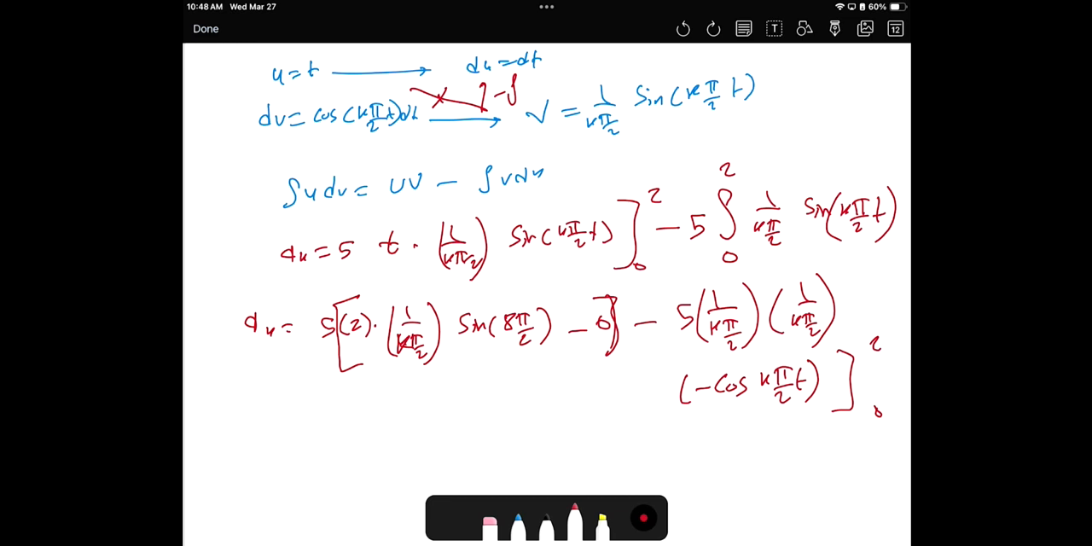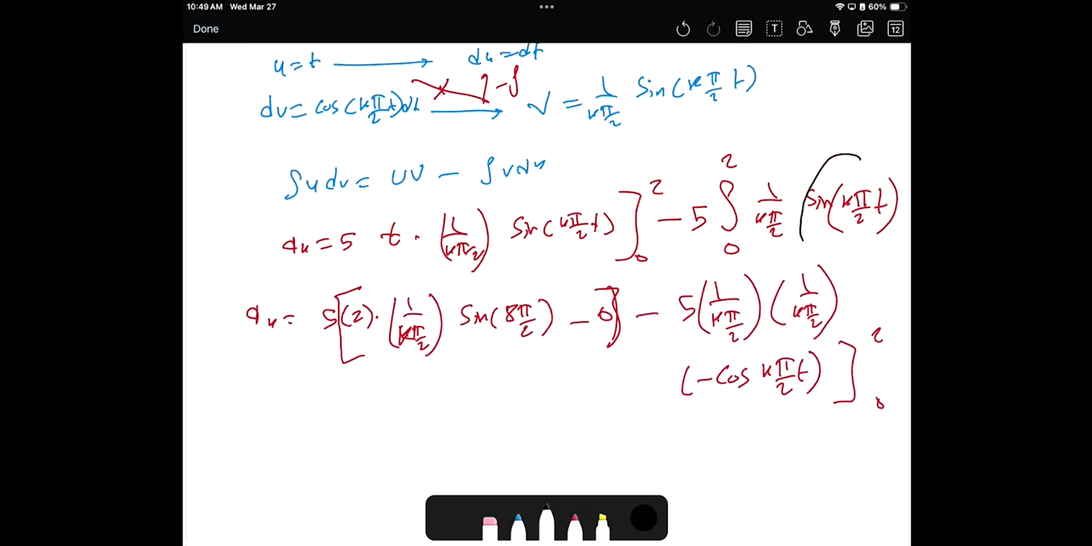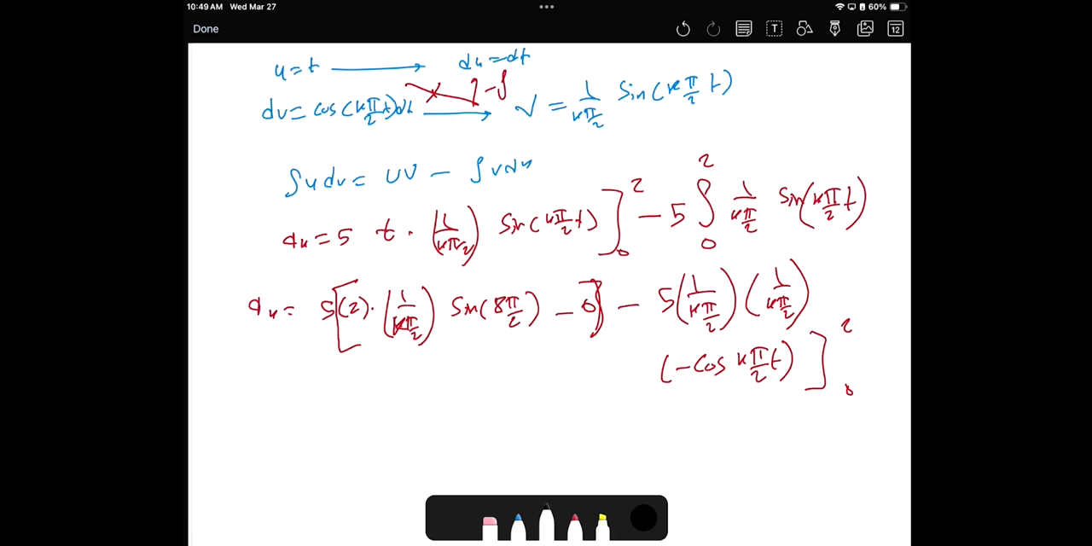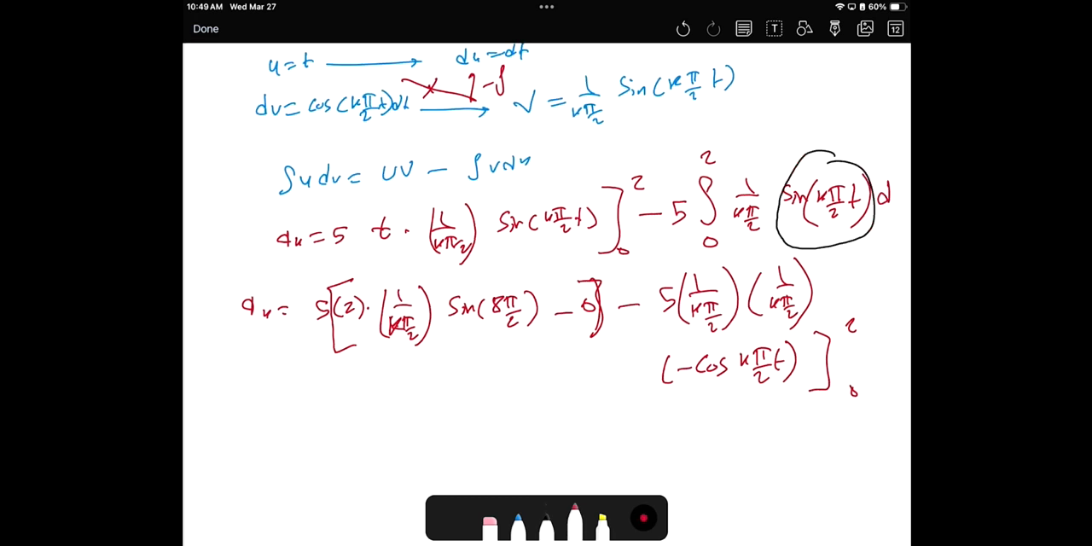Somebody can say, we used to say the integral of this is 0 in the previous examples. Why is this one not 0? Yes, because we are integrating over half a period. The integral from 0 to t of sine or cosine over a full period is 0, but over half a period it is not 0.